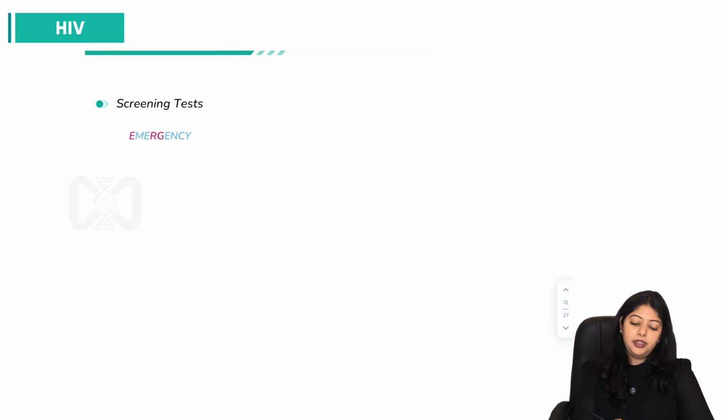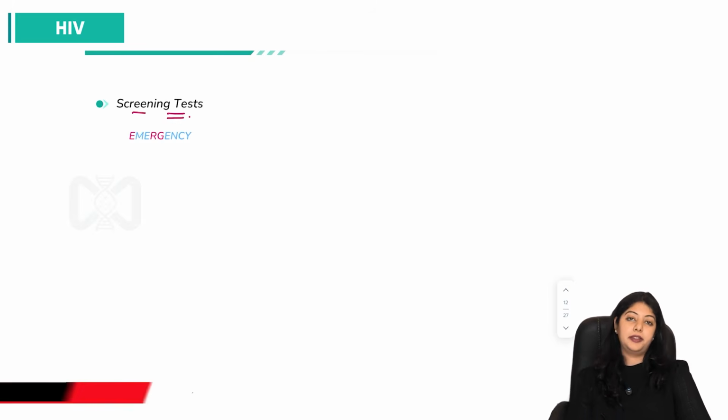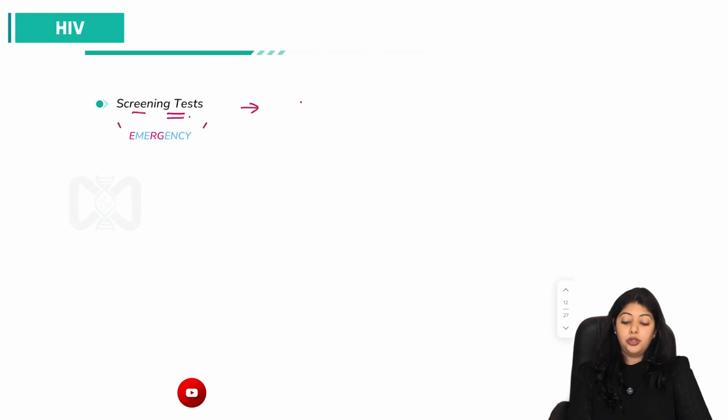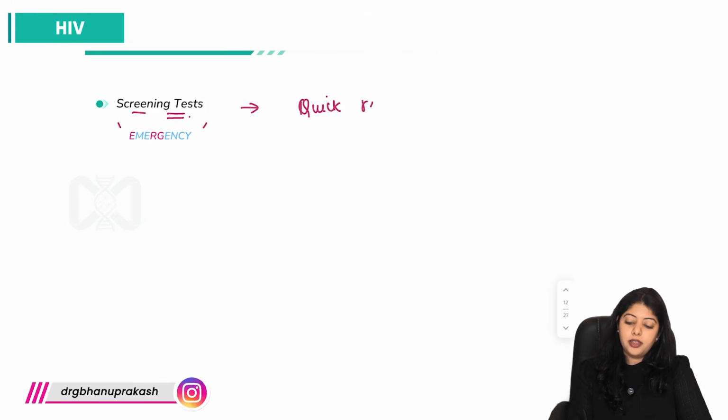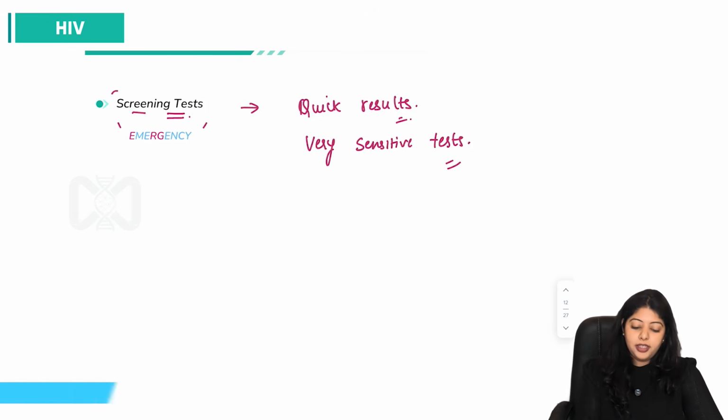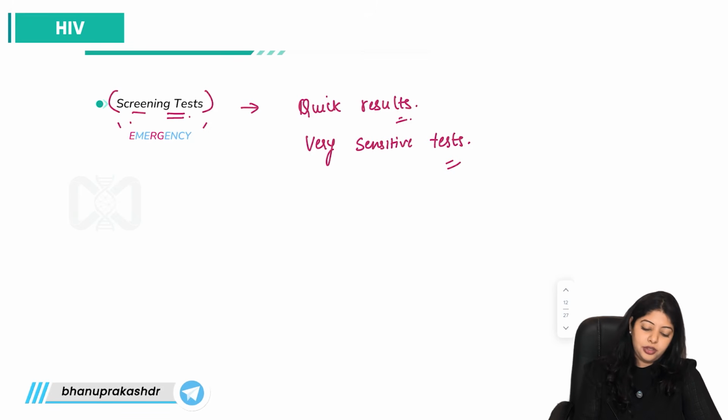So first, let's talk about the screening tests. HIV reactive status or HIV positive status is in itself an emergency, right? So we need to have quick results. And these also should be very sensitive tests. Right? So what are the screening tests? Let's use this mnemonic, emergency itself.